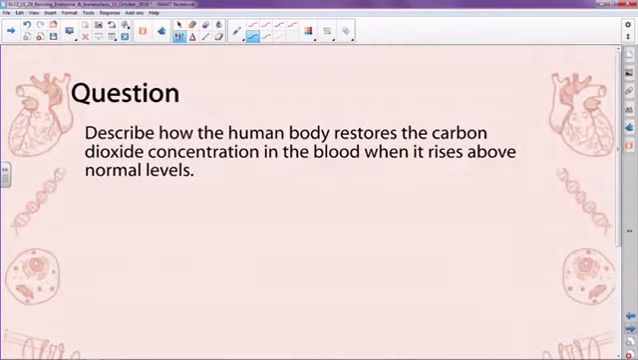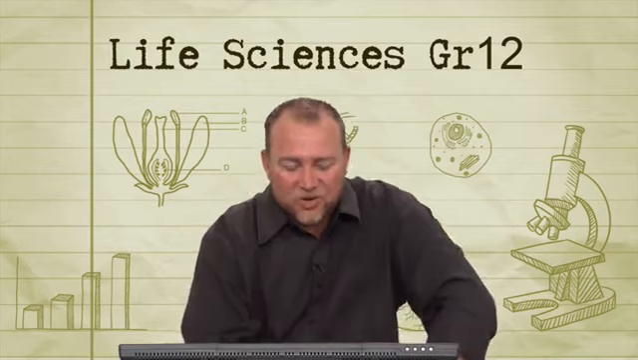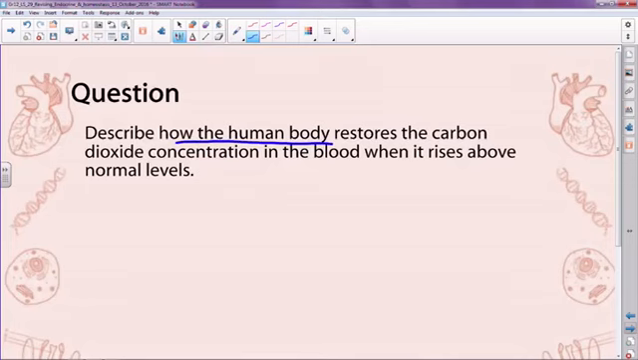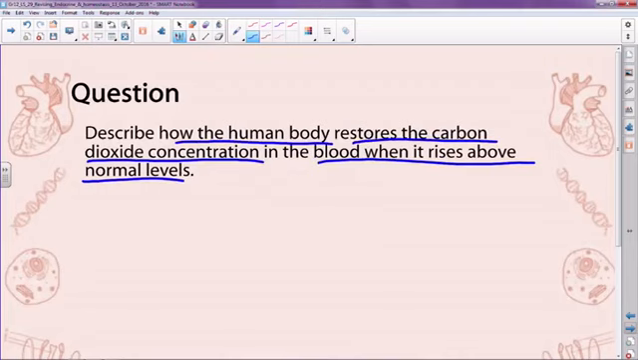Okay, but now, let's have a look at the next things. Let's change it a bit. Let's get a little bit more complicated. Okay, here's the next question. Have a look at this. Describe how the human body restores the carbon dioxide concentration in the blood when it rises above normal levels.